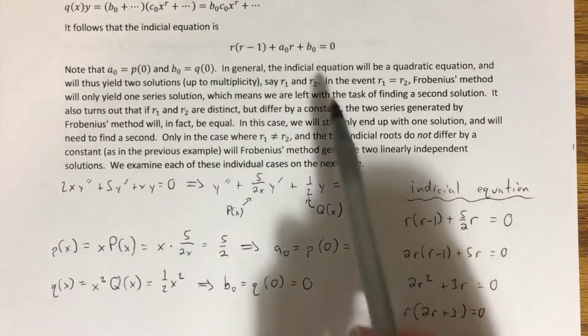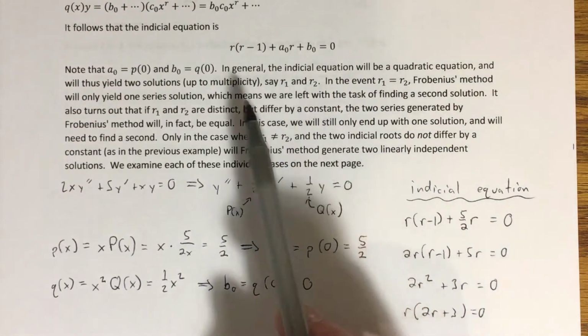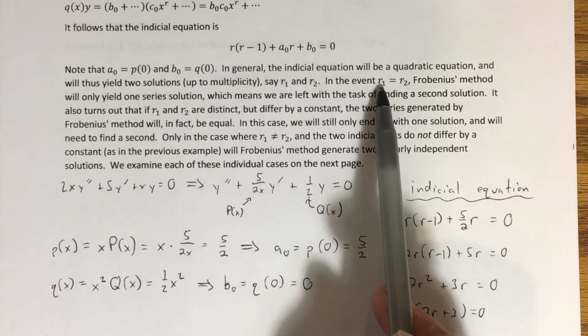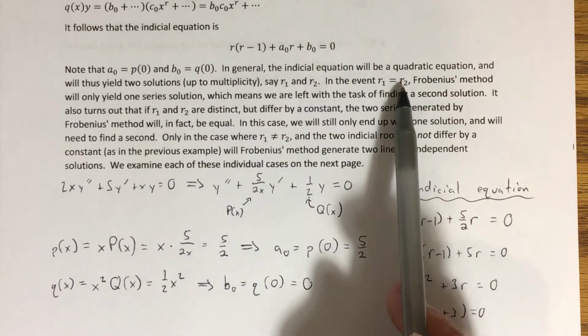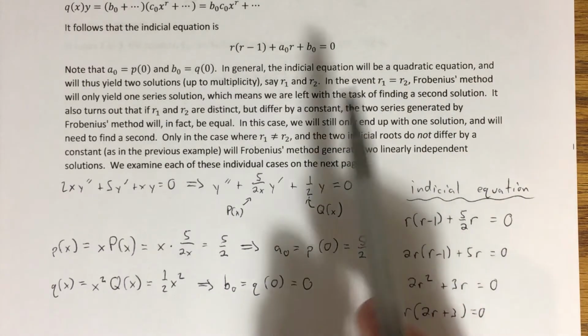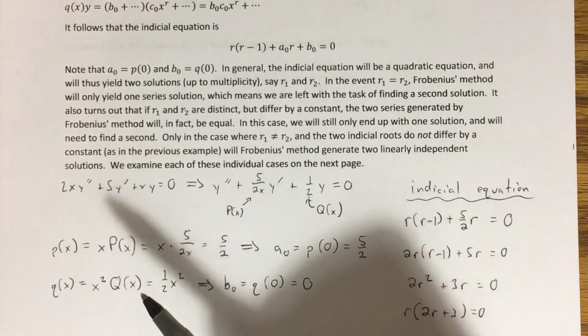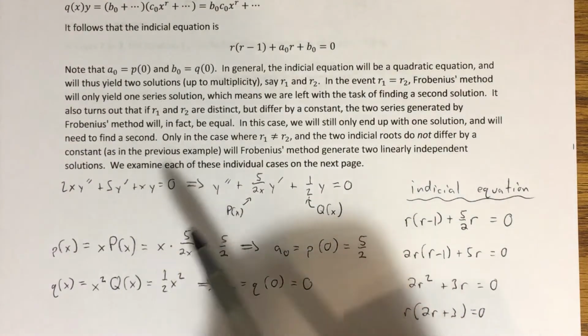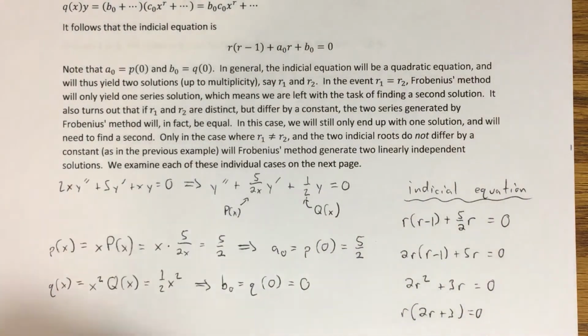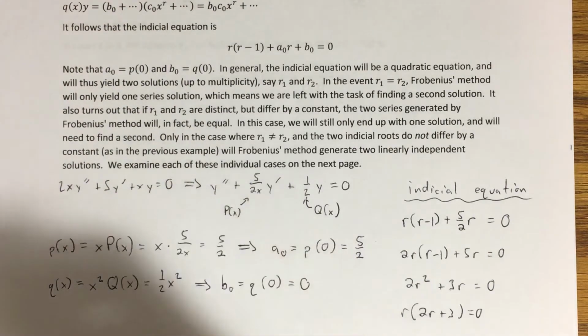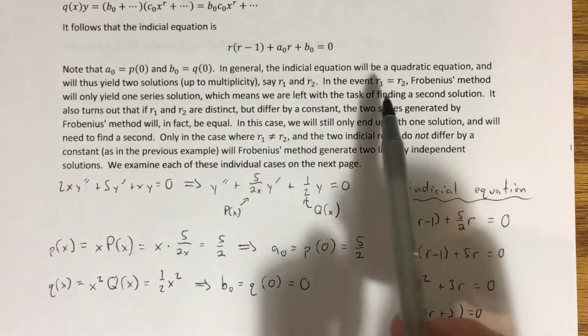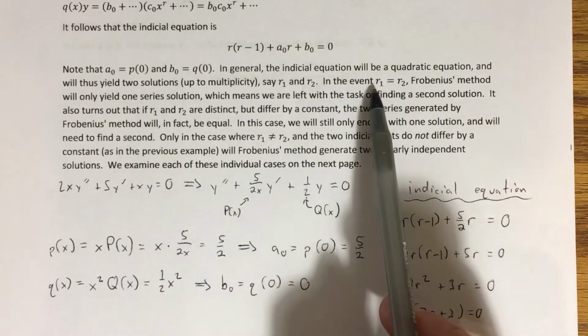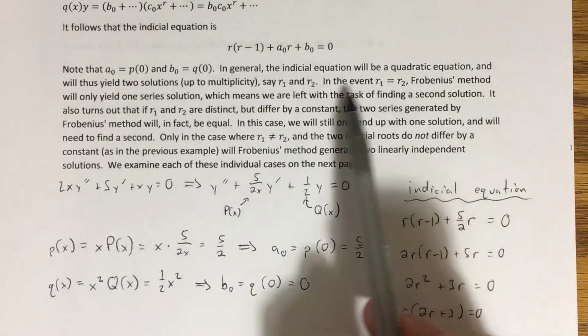The 3 cases are as follows. So we might have a repeated real root where R1 is equal to R2. And in that case, the Frobenius method is only going to give us 1 solution, 1 series solution, which is not good because it's a second-order DE. We need 2 linearly independent solutions so that we can form a fundamental set of solutions and get our general solution from that. So in that case, we only get 1 series solution and we have to find another one somehow.